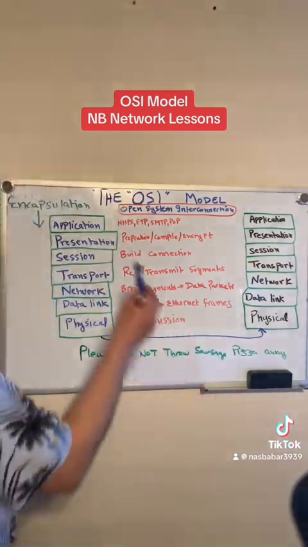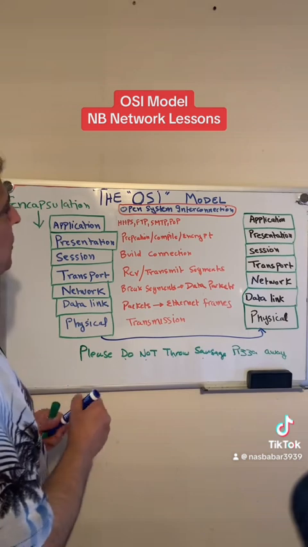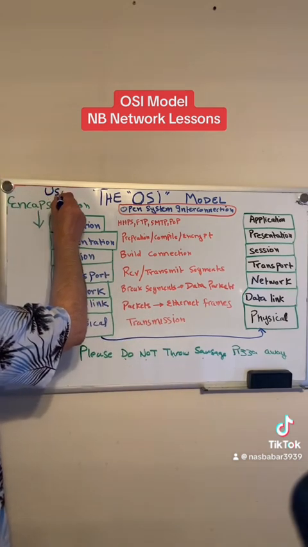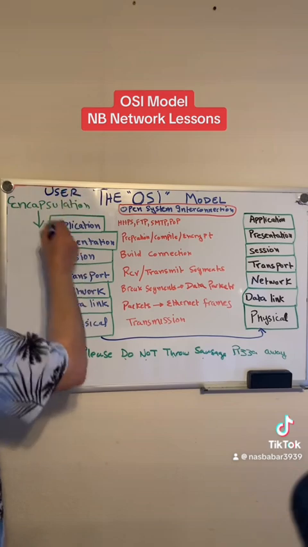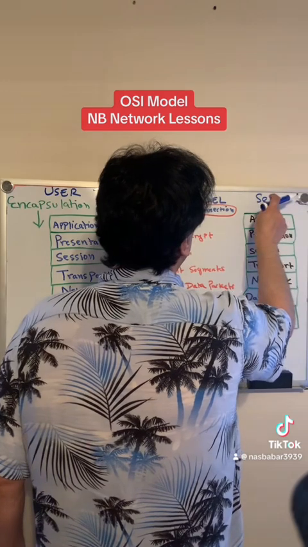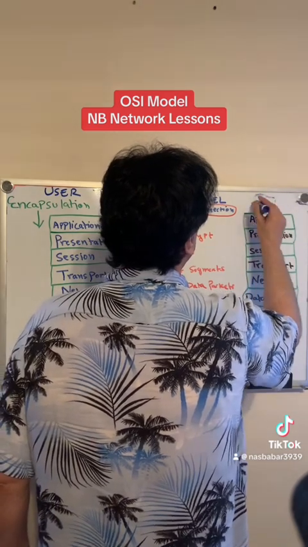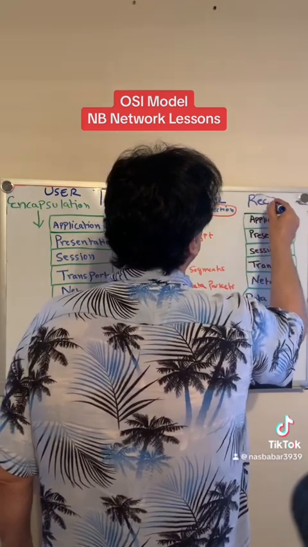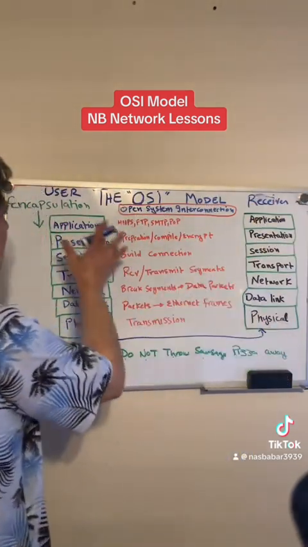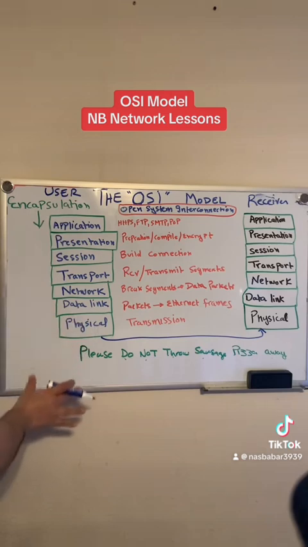Now let's get into the layers. So let's say you have a user on the left hand side, and then you have a sender. Actually, let me see, the receiver on the right hand side. So this is the receiver, and this is the sender or user.